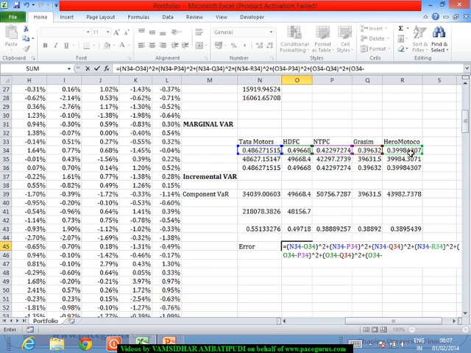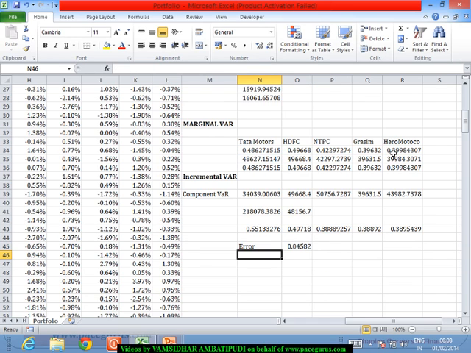All right, these are the errors with respect to all the marginal VARs pairwise. So if all the pairs are equal, then the value would have been 0, right? Then the value would have been 0. So I'm doing the squaring and saying this is the current error.